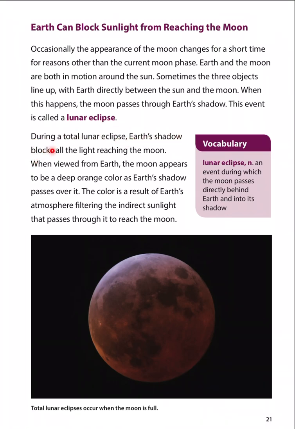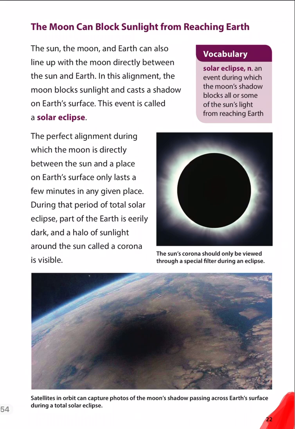During a total lunar eclipse, Earth's shadow blocks all the light reaching the Moon. When viewed from Earth, the Moon appears to be a deep orange color as Earth's shadow passes over it. The color is a result of Earth's atmosphere filtering the indirect sunlight that passes through it to reach the Moon.